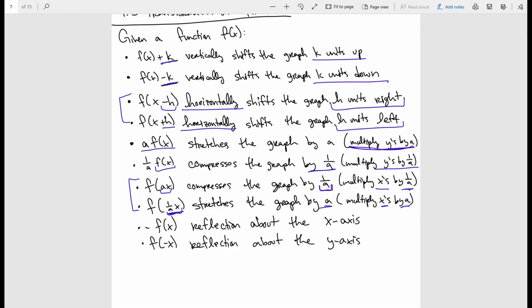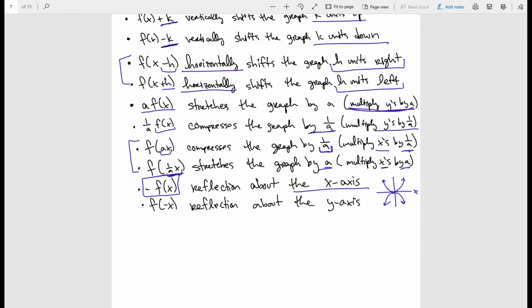Then when you have a negative on the outside, like this guy, you basically are reflecting the graph about the x-axis. So imagine that the graph looked like this, and then there was a negative. So now instead of a happy parabola, you're going to have a sad parabola. So you have a reflection across the x-axis.